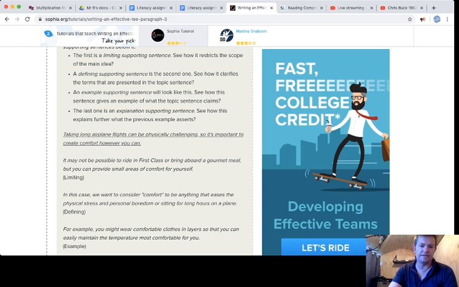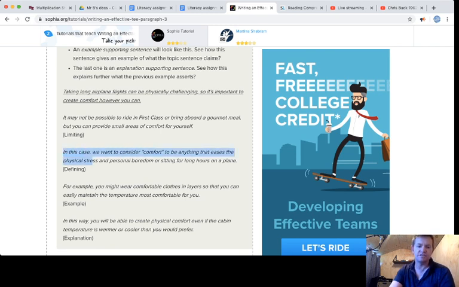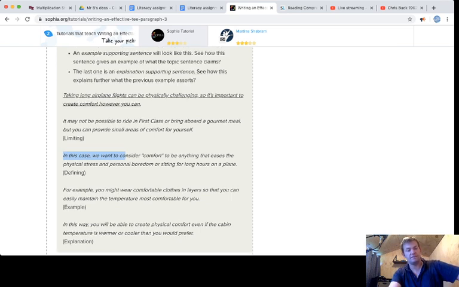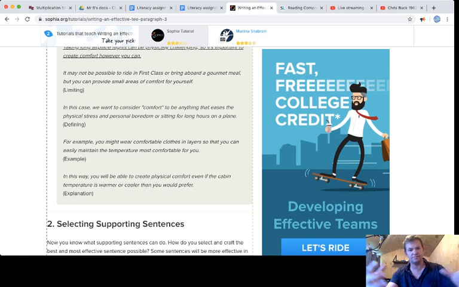Then they talk about a defining supporting sentence. See how it clarifies the terms that you're presenting. In this case, we want to consider comfort, so they're defining it to be anything that eases the physical stress and personal boredom of sitting on long flights, long hours on planes. So they're defining, actually. Their first statement, the main topic, taking long airplane flights can be physically challenging, so it's important to create comfort however you can. They're defining comfort. What does comfort mean? So that's another part of the TEE.